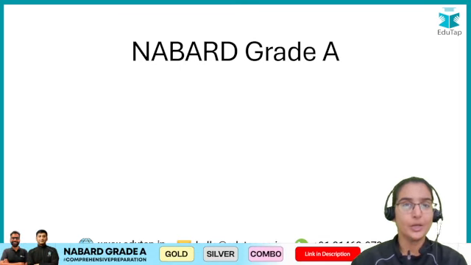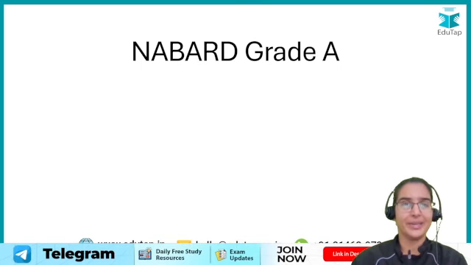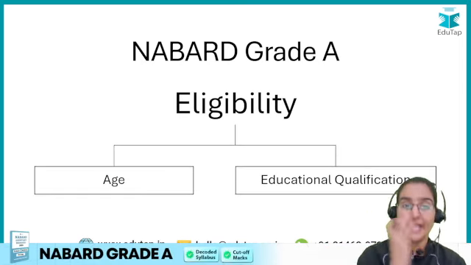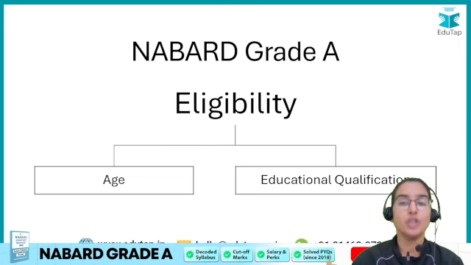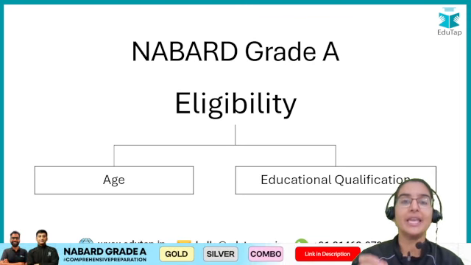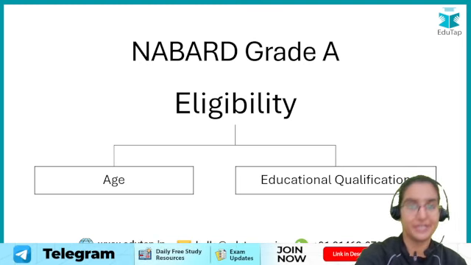In our today's video, we are going to discuss the eligibility which is required to appear in this particular examination. Now students, as far as the eligibility is concerned, it is dependent on two factors. So what are those two factors? Those two factors are the age related eligibility and the educational qualification related eligibility. So in our today's video, we are going to do a detailed discussion on the eligibility as far as the NABARD grade exam is concerned. All right, so let's proceed further.